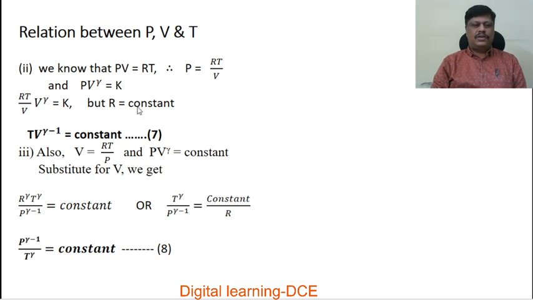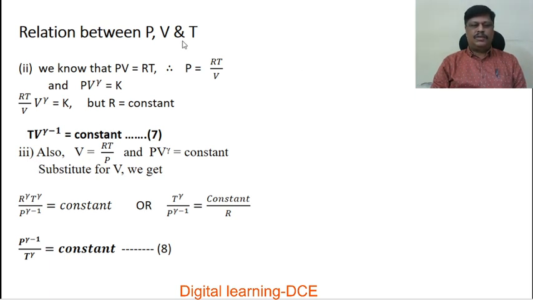So therefore, here R is a constant, so T is there, and V is in the denominator. Take it to the numerator, it becomes V to the power of minus 1. So then this V, volume, becomes V to the power of gamma minus 1. So TV to the power of gamma minus 1 is equal to constant. This is the relation between temperature and volume for an adiabatic process.